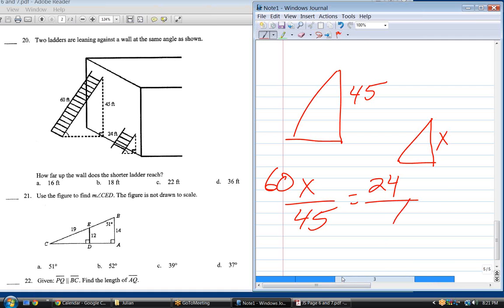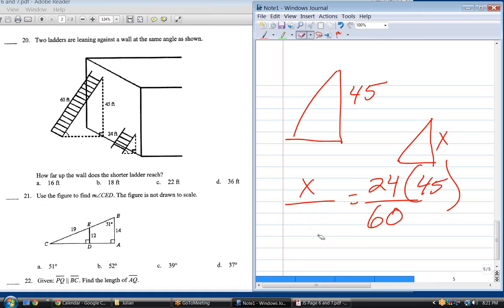Now I can simplify this into 4/3. Oh, hold on, what did I do? I didn't mean to do that. It equals 24 over 60. I have to multiply both sides by 45, not by 60. Now this becomes 3 over 4, and that 4 goes into 24 six times, so the answer is 18.